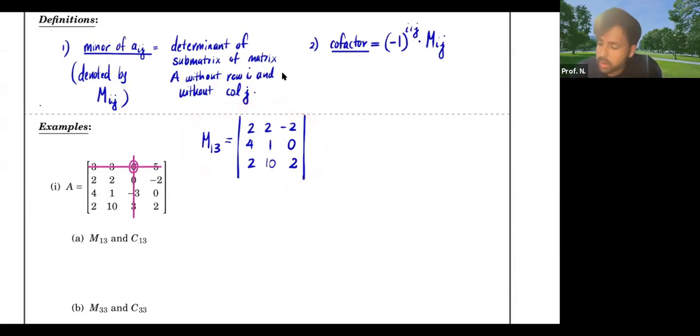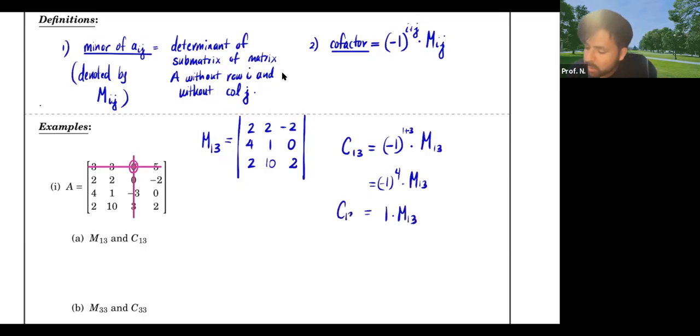And then what is C13? C13 is negative 1 raised to the 1 plus 3 times M13. That's all it is. It's the same thing as the M13. It's just going to either be a plus 1 or a minus 1 attached to it. So in this case, 1 plus 3 is 4. Negative 1 to the fourth power is positive 1. So C13 in this case is the same thing as M13.